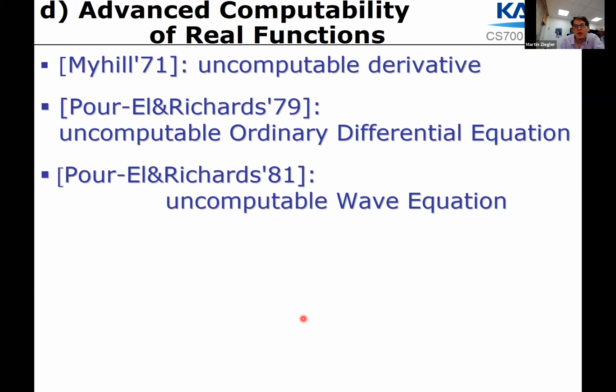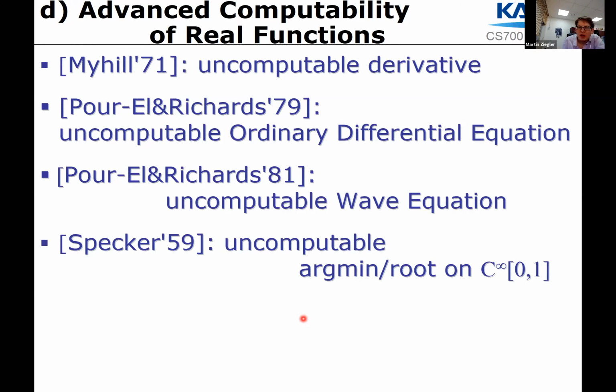And there's no warning. If you feed the wave equation to your favorite system, then it will happily produce figures, pictures, graphs. But the statement of Pour-El and Richards 1981 says that this cannot be an approximation up to arbitrary error to the actual solution in general.